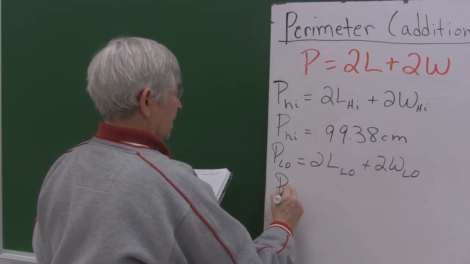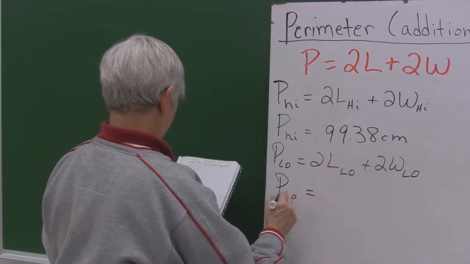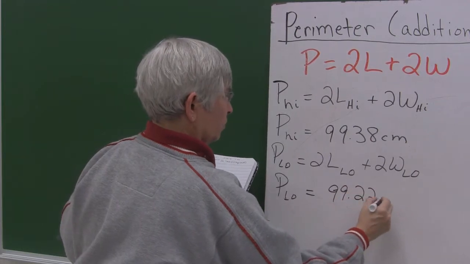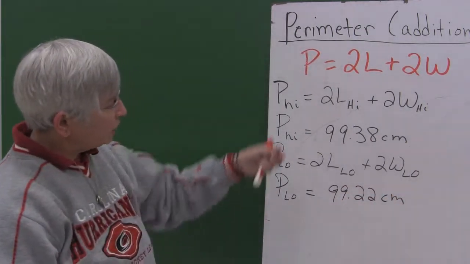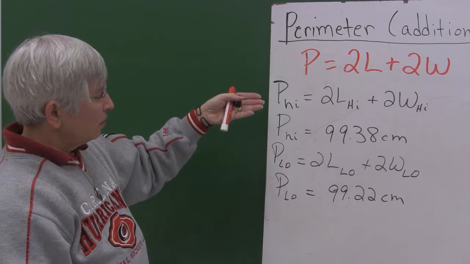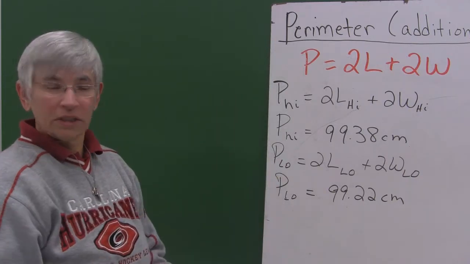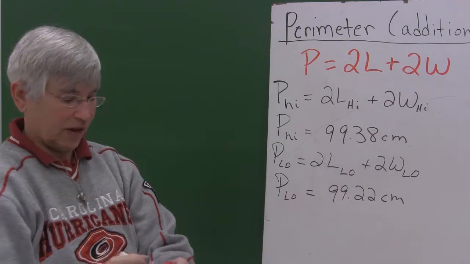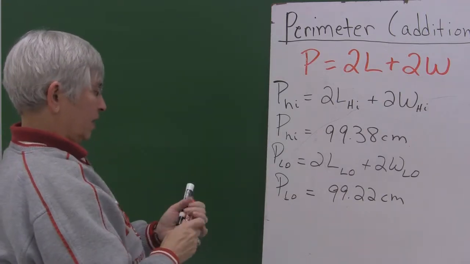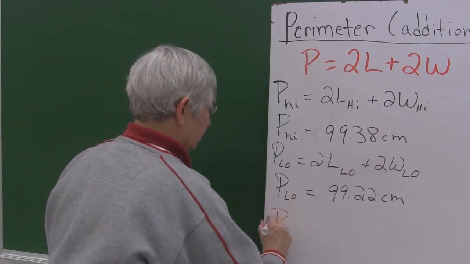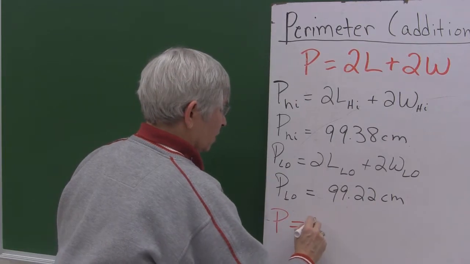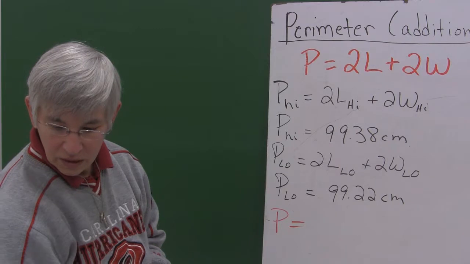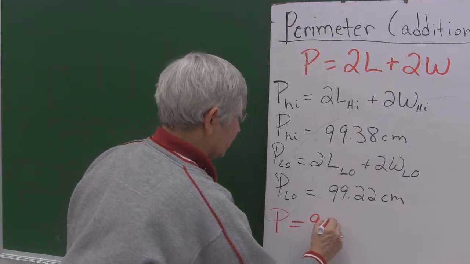And when I calculate that out, 99.22 centimeters. So I have a range of values where my calculated value should reside. So when I calculate this out, just based on the values that were measured, then the measured value would be 99.3 centimeters.